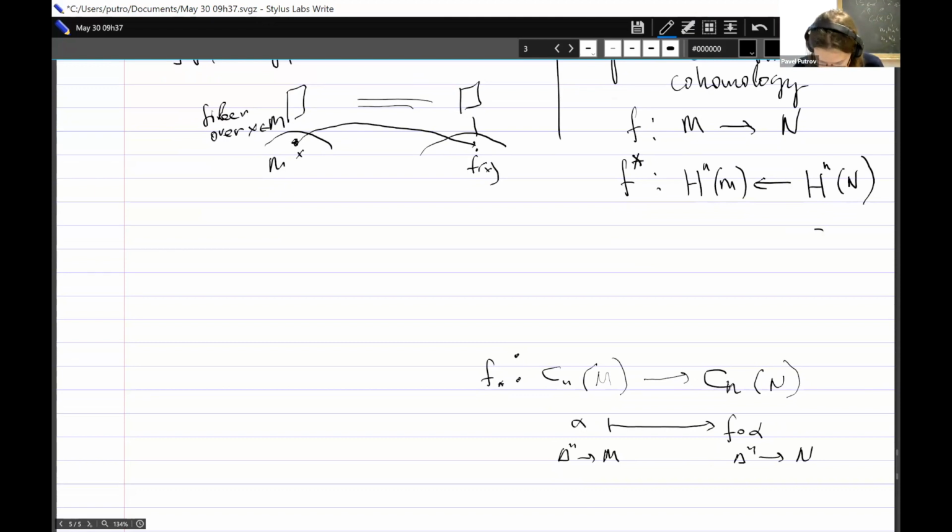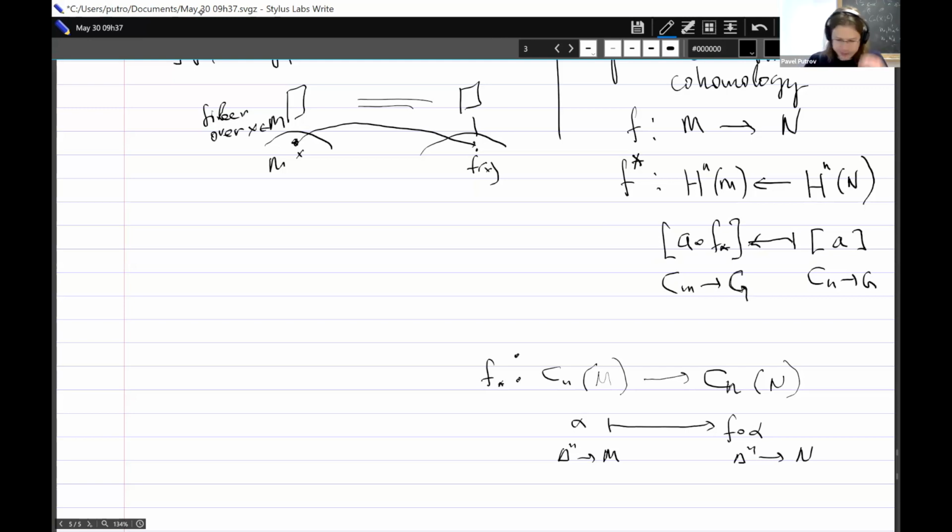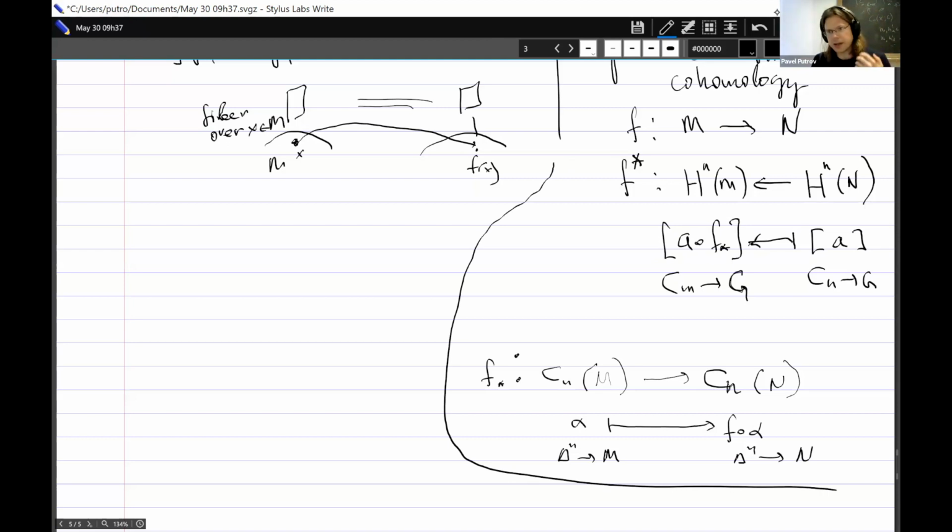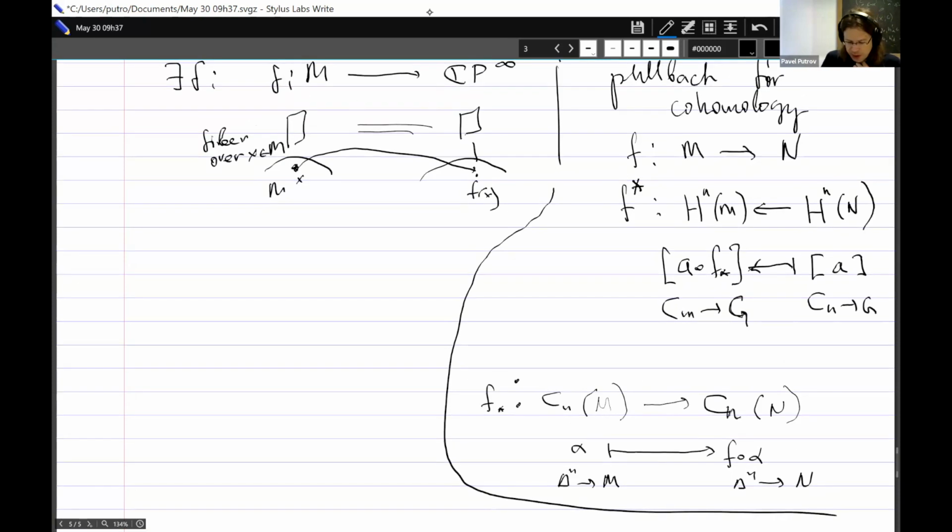And then A here, which is a map from Cn to G, we map it to A composed with this F star. And this gives me a map from CM. So this defines a notion of pullback, which is analog of the pullback for differential forms, which some of you may be more familiar with.